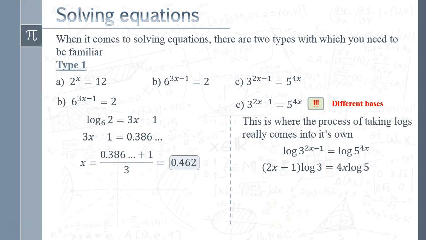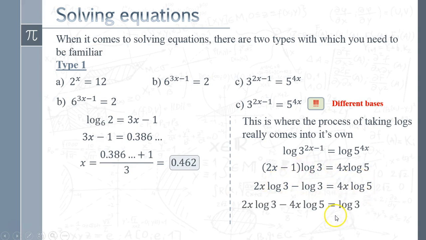Now what I'm going to do now is make this equation say x equals. So again, remember that log 3 is just a number. So I've got a number times by a bracket here. So we can multiply out the bracket. So that left hand side becomes 2x log 3 minus log 3 equals 4x log 5. I've now got to get all the x's together. So I'm going to bring the 4x log 5 over here. Take that log 3 out the way over the other side.